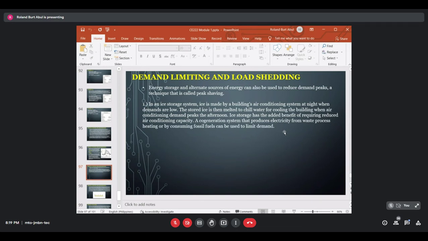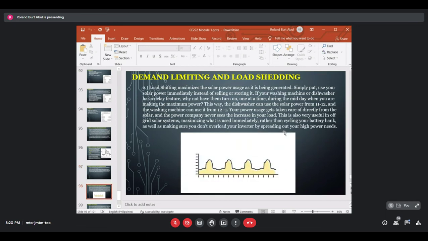Demand limiting is accomplished by disconnecting loads that are not needed during periods of high demand. Load shedding is a method by which non-essential equipment and appliances are deliberately switched off to maintain a uniform load, thus limit demand. Load shifting moves non-essential loads to periods of low demand.